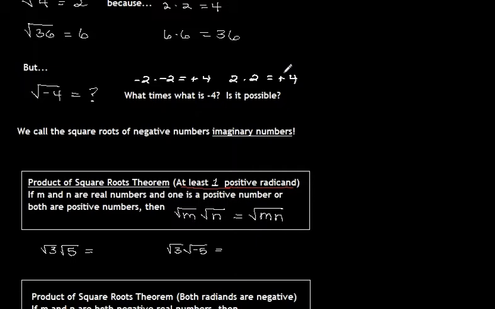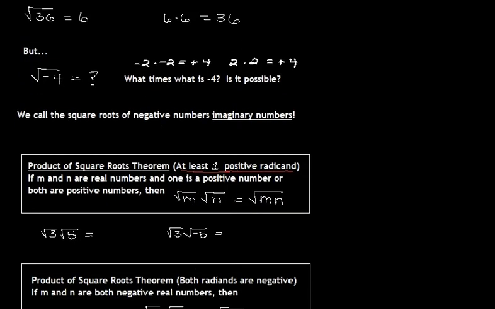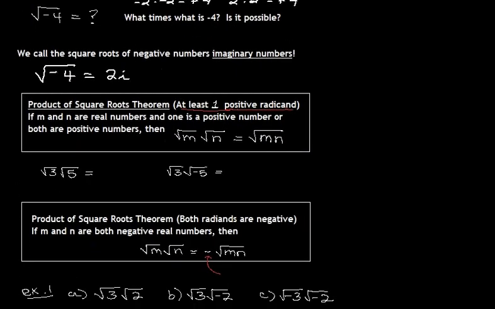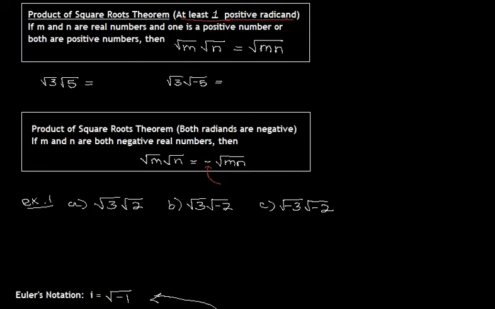But some guy, Euler, came up with this idea that if we take the square root of a negative number, we can call it an imaginary number. So before we get into that, I'm just going to tell you the answer to this. If you did the square root of negative 4, you're going to get 2i. We're going to get to that in a minute, how you come about that. Let's start with the product of the square root theorem.